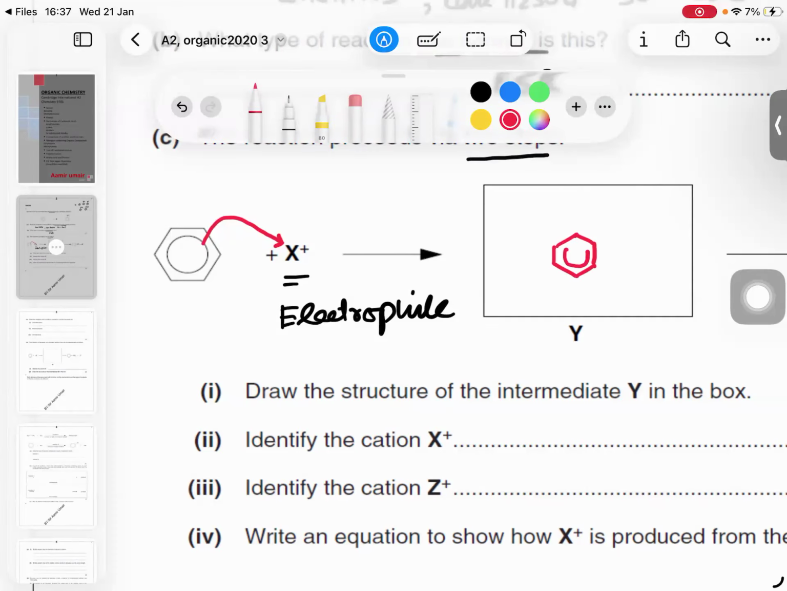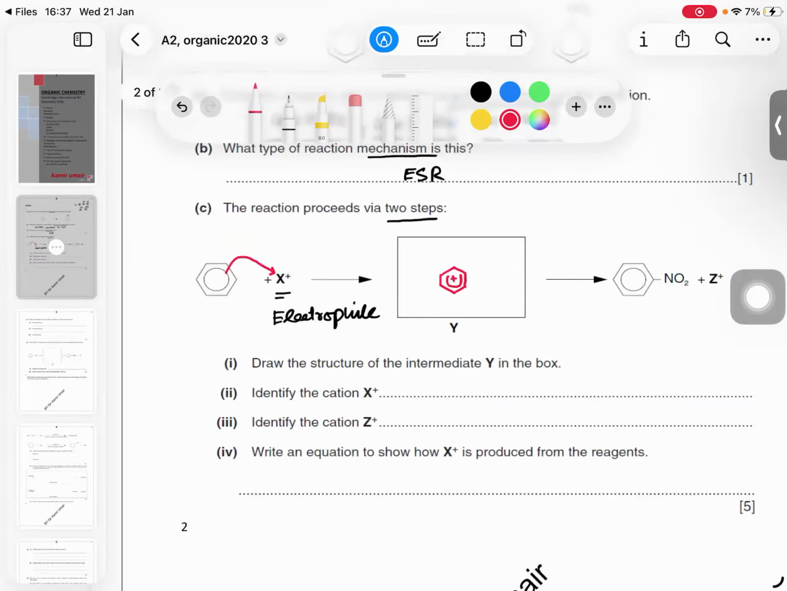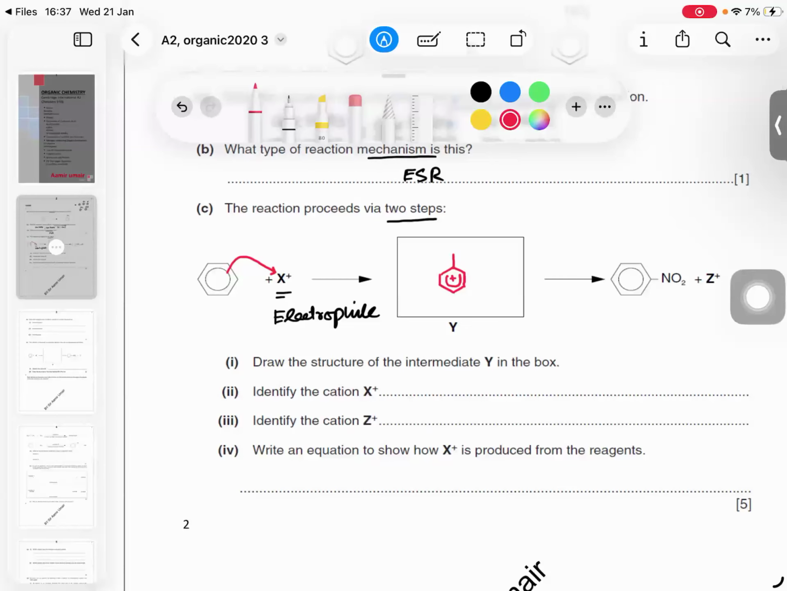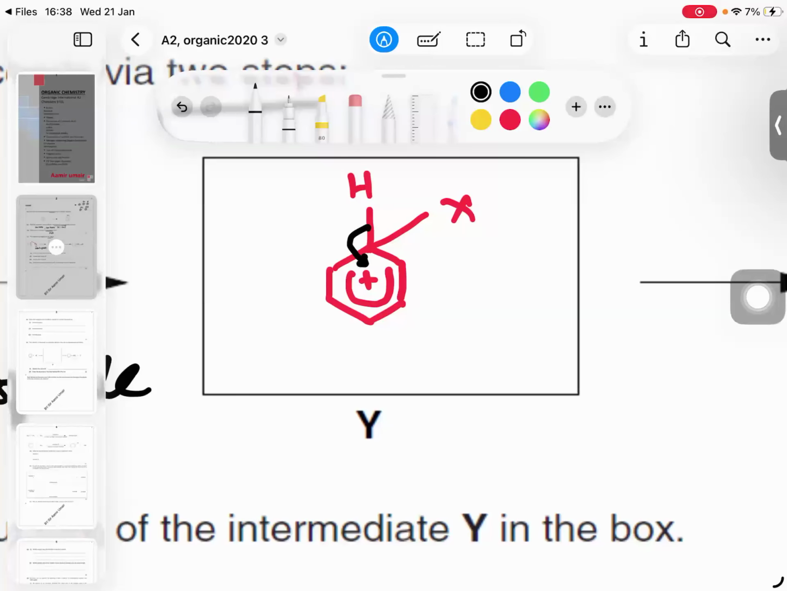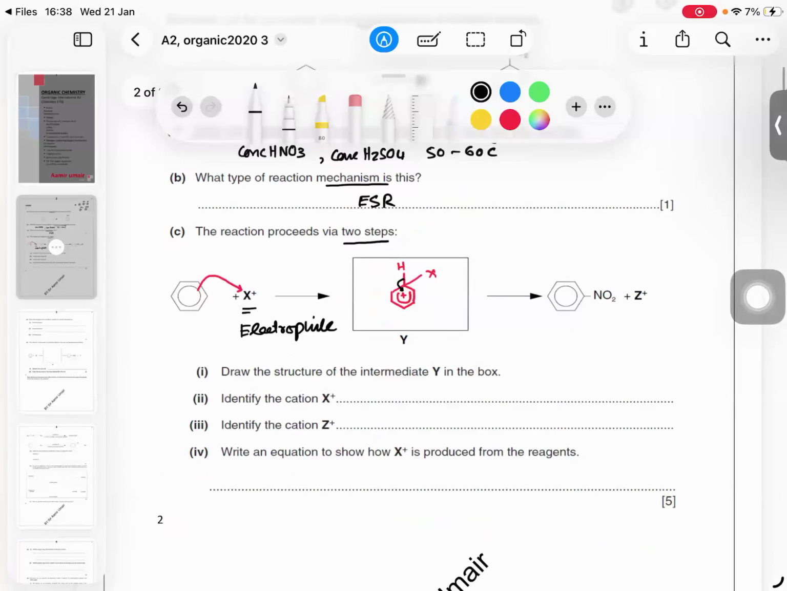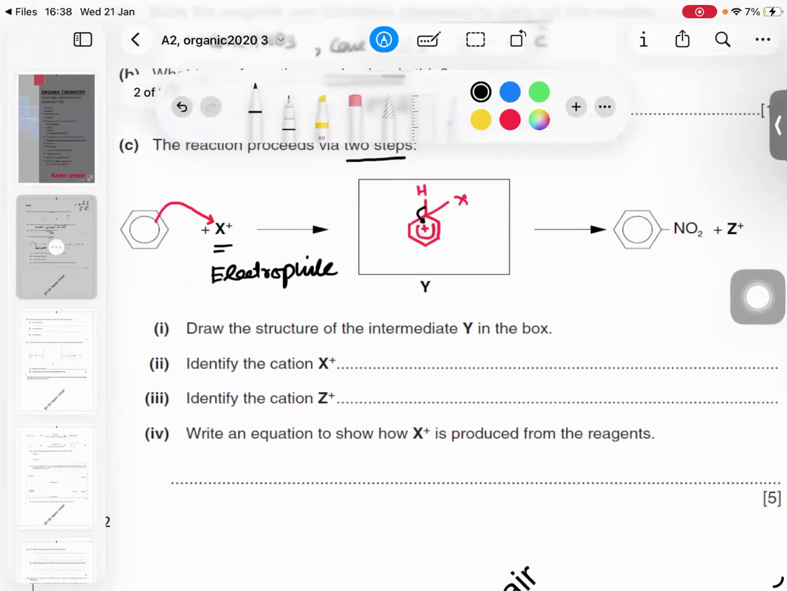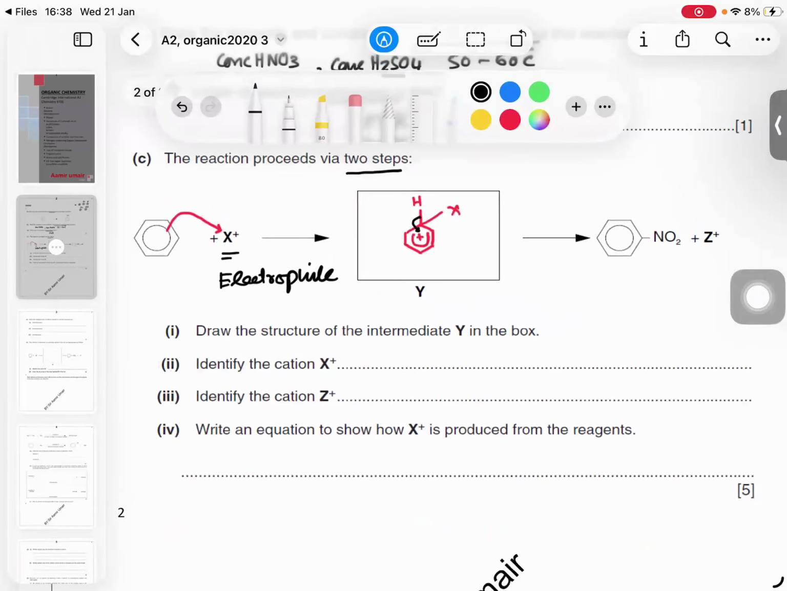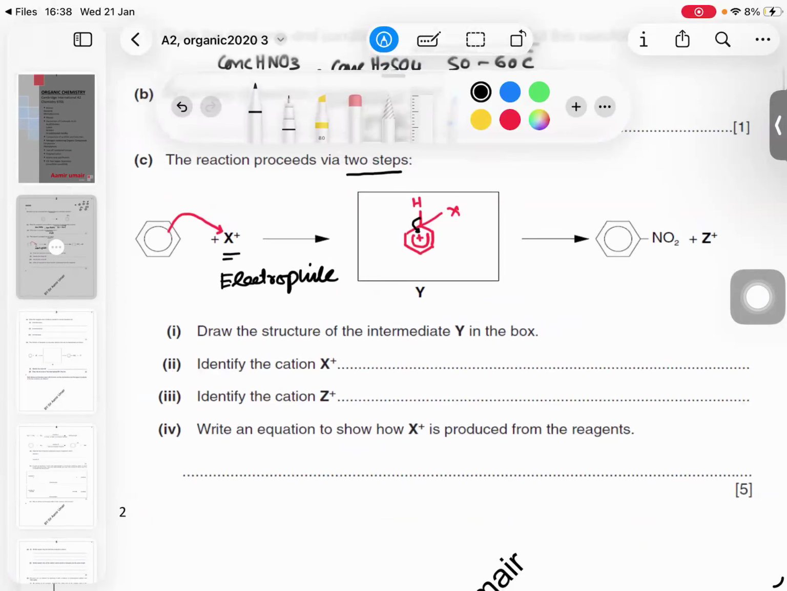And now, as you told me, the circle becomes half. X is also here, H is also here. But we know immediately this electron pair goes inside, and then it turns into this. An NO2 is also given, so you can use it as X or you can use it as NO2.